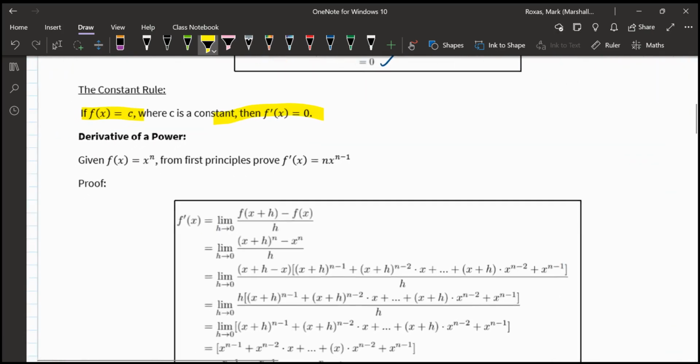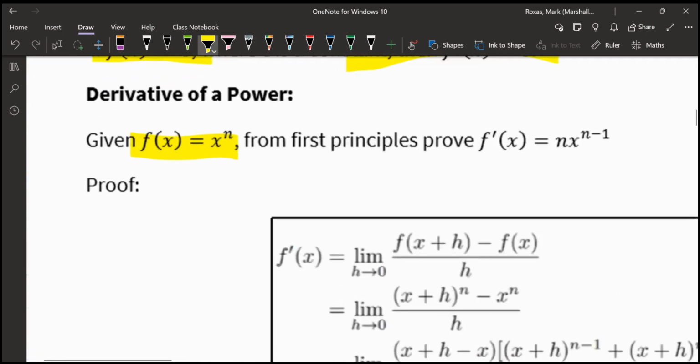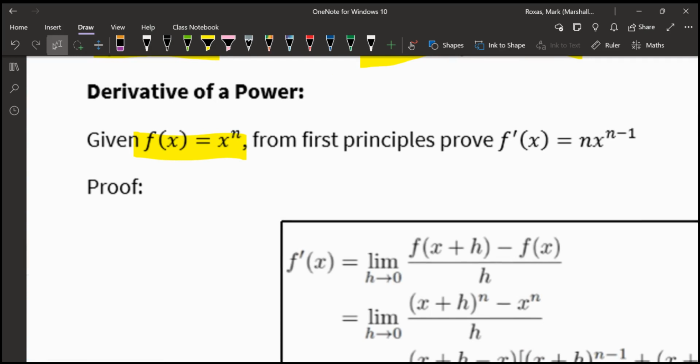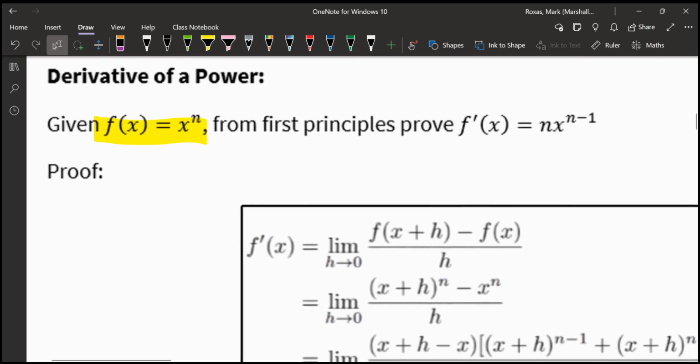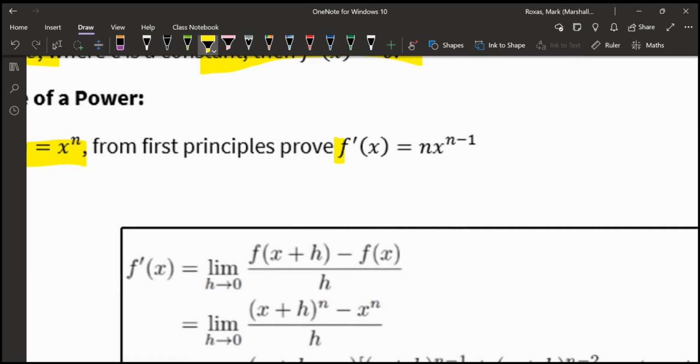The second rule I'm going to introduce to you, there are many rules in this chapter, but I'm going to introduce this second one for this lesson today. The derivative of a power function. You remember power functions, right? These are functions where f of x equals x to the power of some integer n, okay? And the derivative of this one looks like this. f prime x equals n times x to the power of n minus 1.